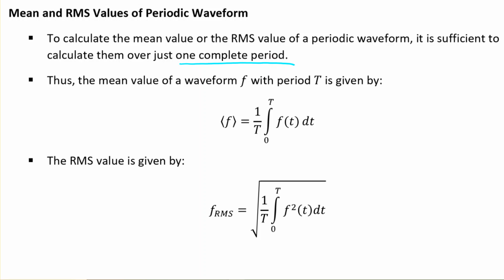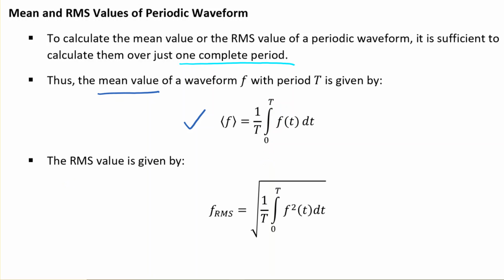Thus, the mean value is given by, so we did that before. So 1 over T, where T is the period, and integral of f(t) from 0 to T. Because the time starts from 0 and at time capital T, it completes one complete cycle.